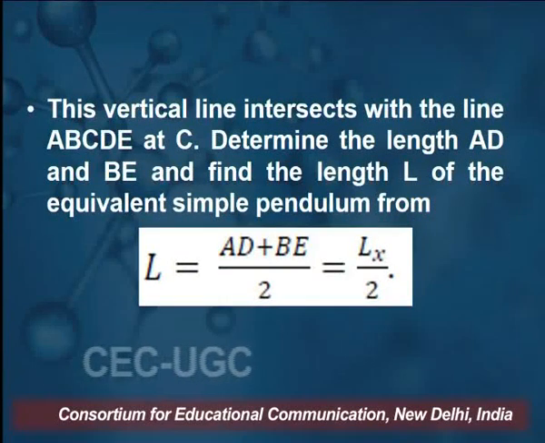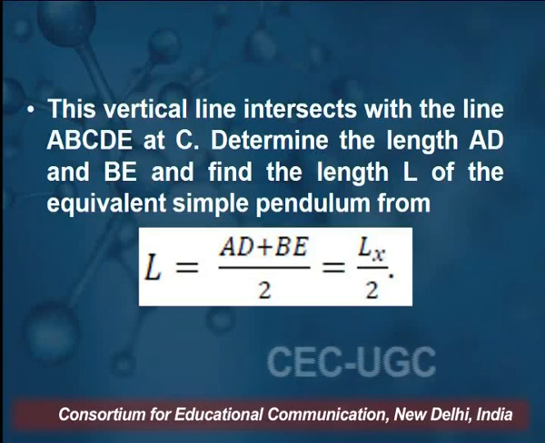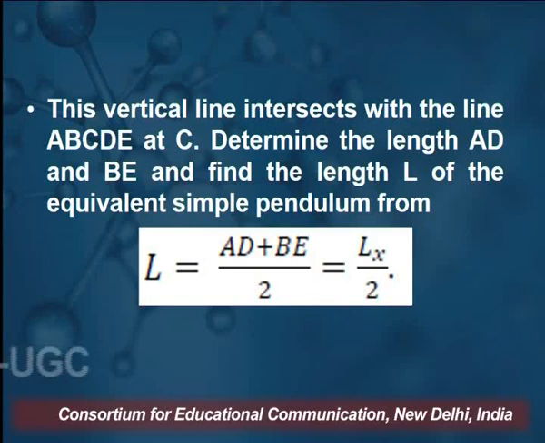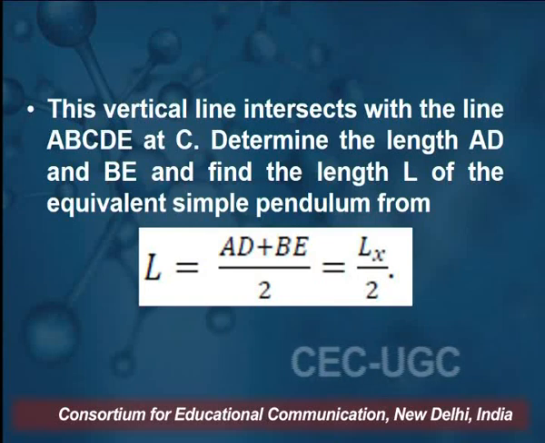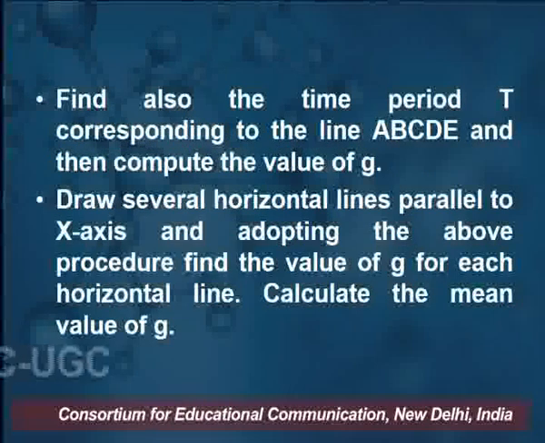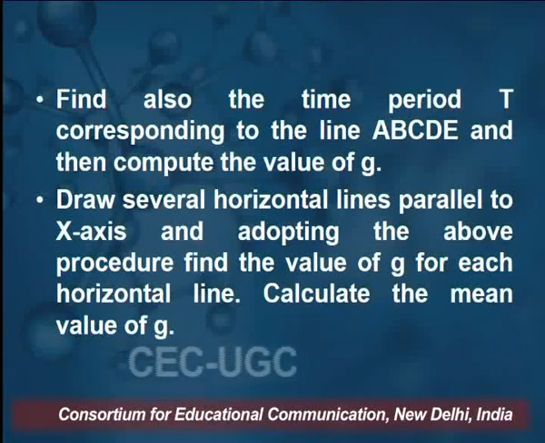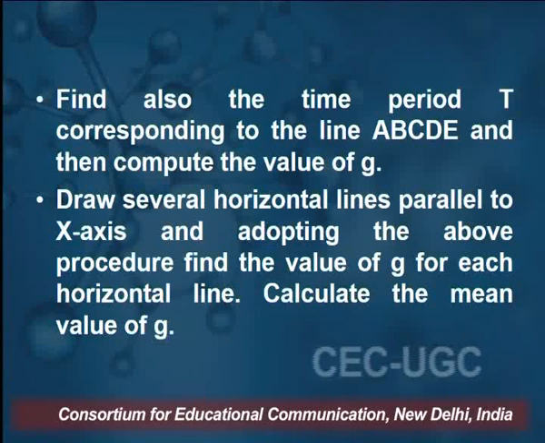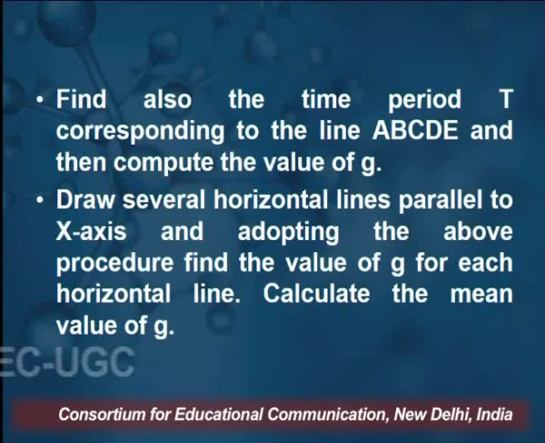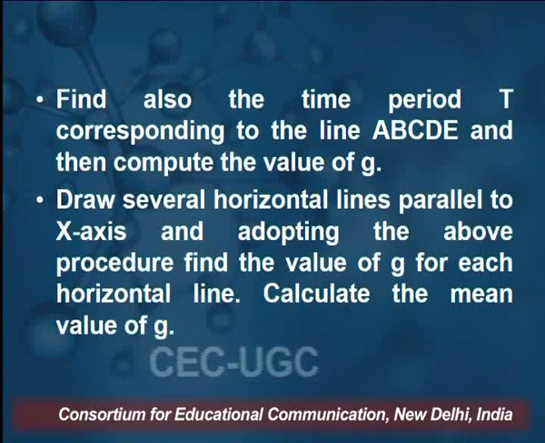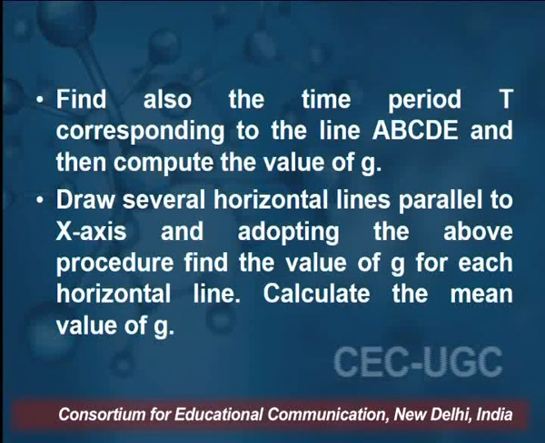Now we will determine the lengths AD and BE. Then we will find out the length of the equivalent simple pendulum by using this formula, which we will measure through the scale. Then L is equal to AD plus BE divided by 2. That will be L, x by 2. Now we also find out the time period corresponding to ABCDE, and then compute the value of g by putting it in the formula. Draw several horizontal lines parallel to the x-axis, and adopting the above procedure, find out the value of g for each horizontal line.